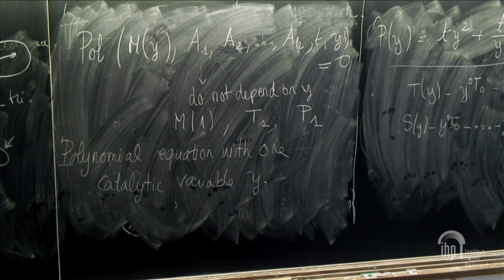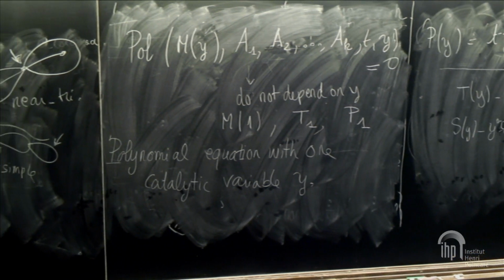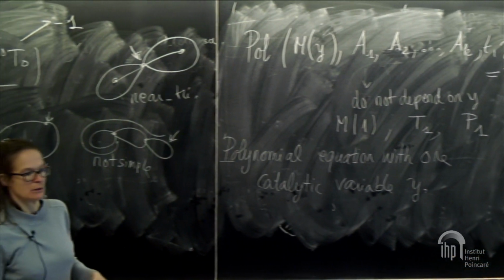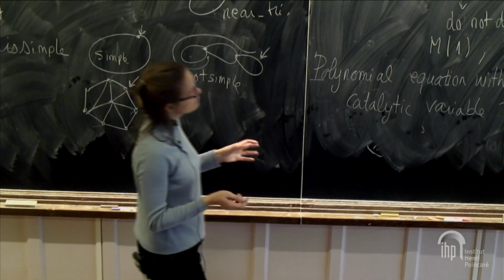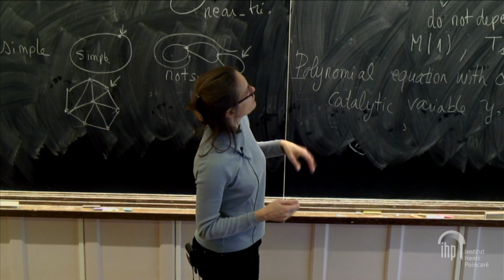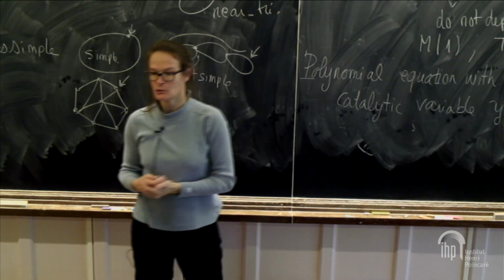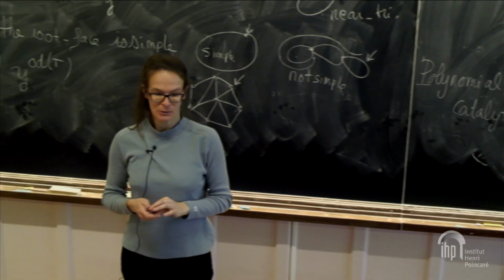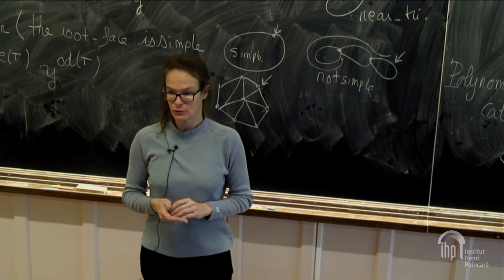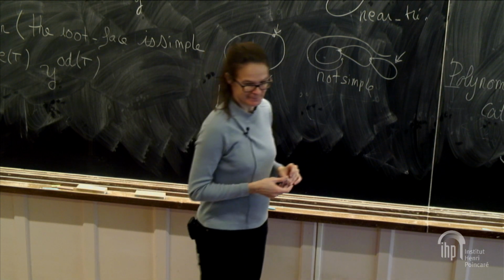And so that's the conclusion of this first lecture. This recursive method that Tutte used is very robust and yields, most of the time, not invariably, but very often, this kind of polynomial equations with one catalytic variable that we'll learn how to solve this afternoon. That's it.